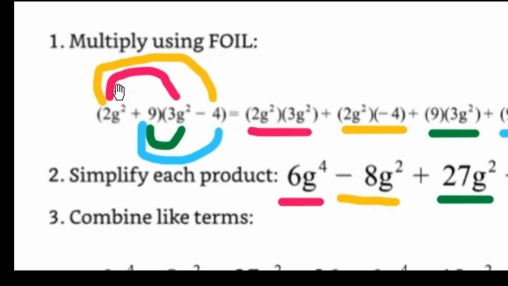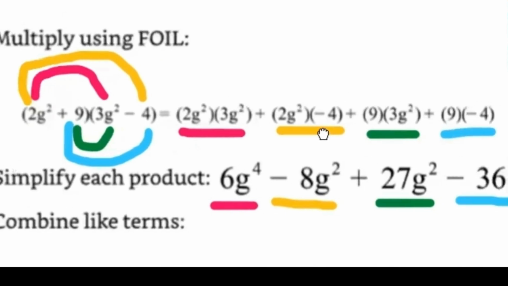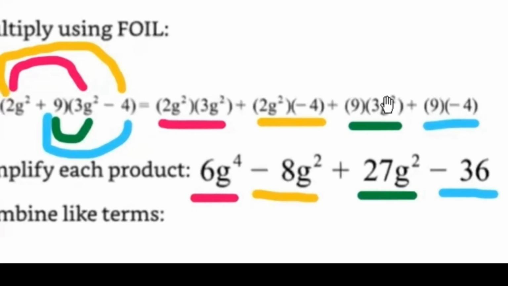We go to the outer. 2g squared times -4 is where this expression is coming from. And again, because we know that multiplying is additive, we're just going to be adding whatever we find as our products. So then we move to the inner, and we multiply 9 by 3g squared, and that's what we see here. Then we multiply 9 by -4, and that's what we see right here.